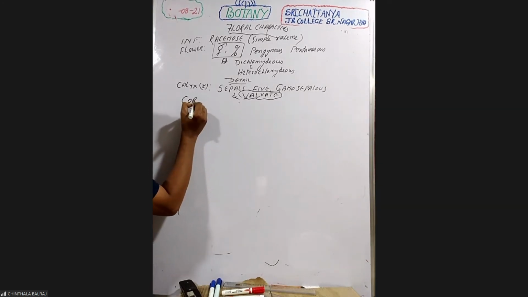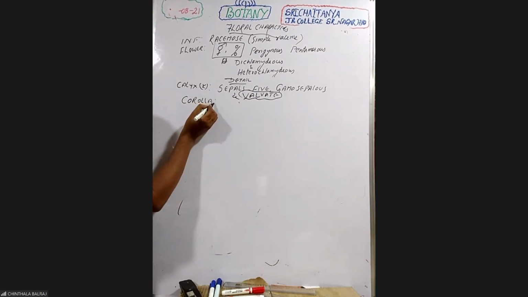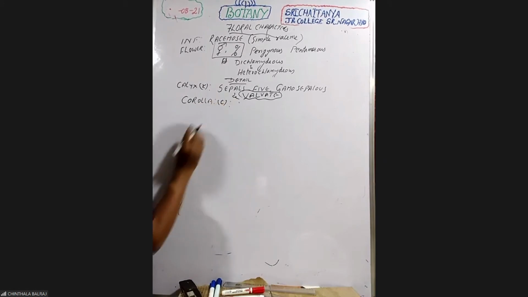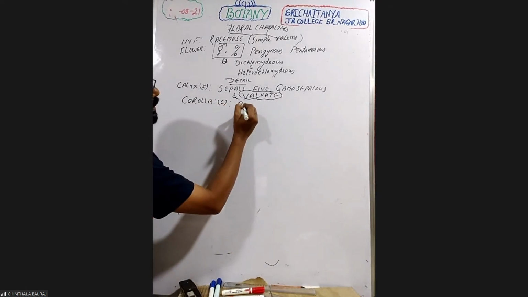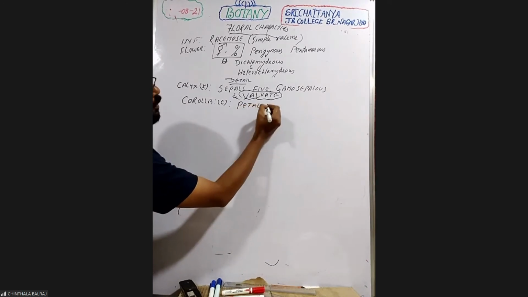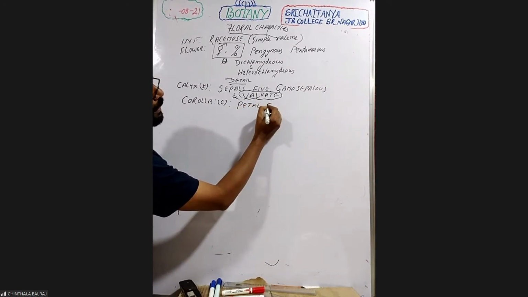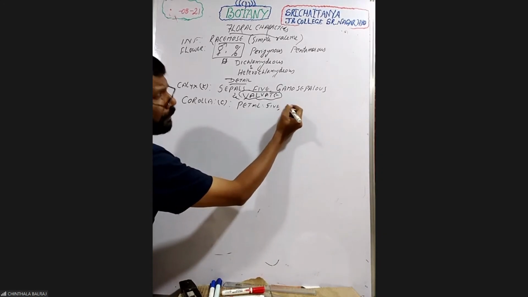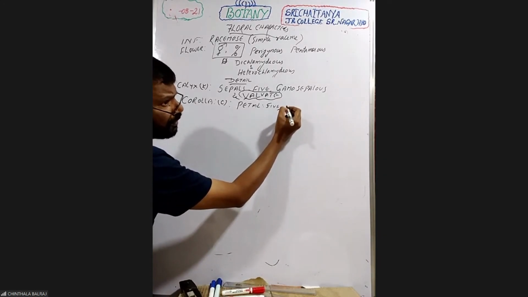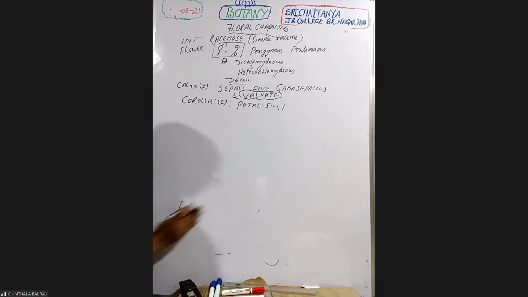Corolla. How many petals are there? Five. Petals: five. Free or fused? Free. Three are free, two are fused in... Majority free now? Yes, sir. Which is the word I should use? Polypetalous.